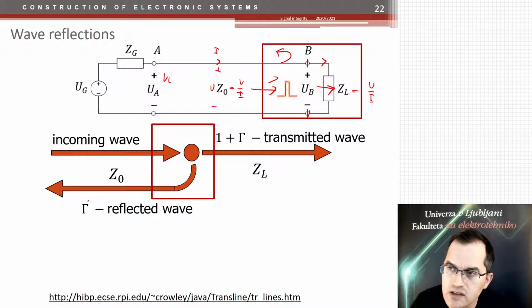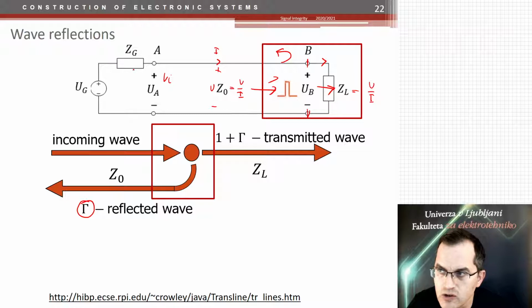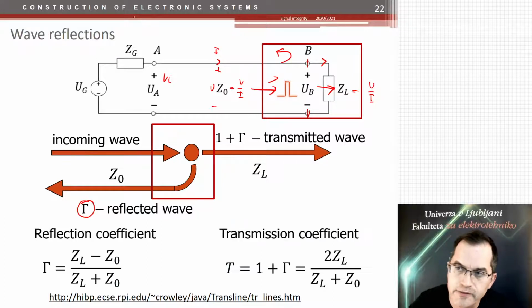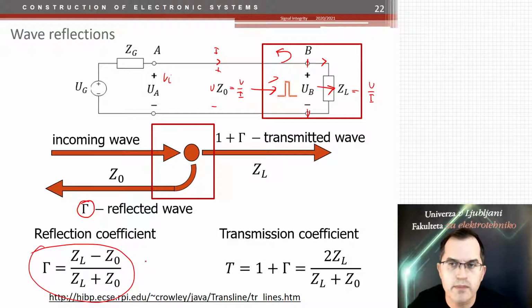And the reflection is determined by the so-called reflection coefficient gamma. And the reflection coefficient is calculated with this equation: Z load minus Z0 divided by Z load plus Z0. So this is the one you should remember. How would you remember that equation?